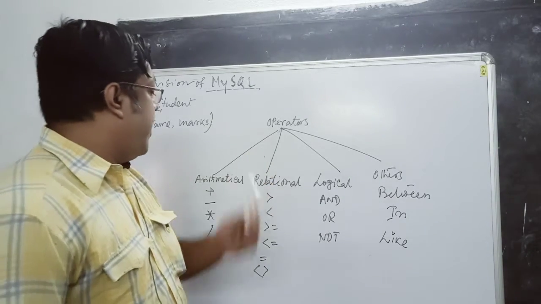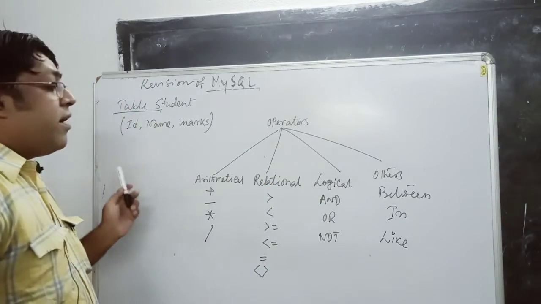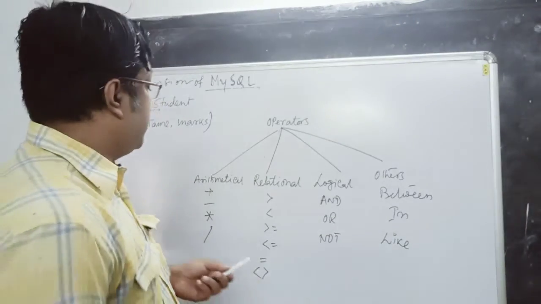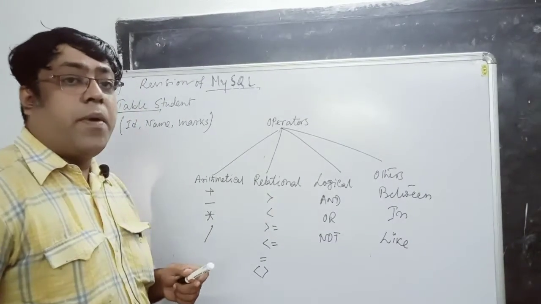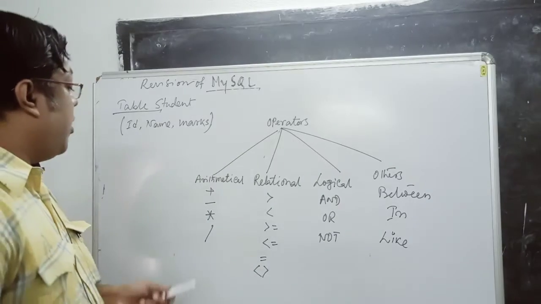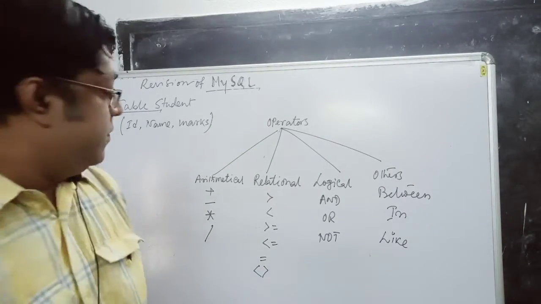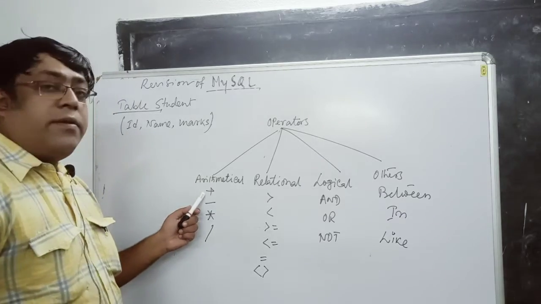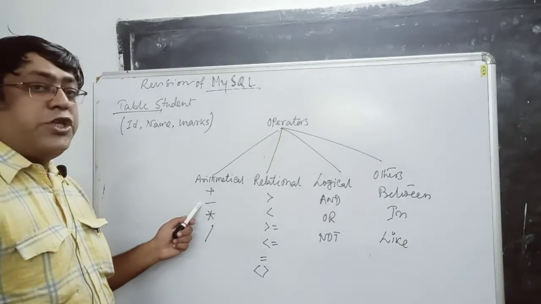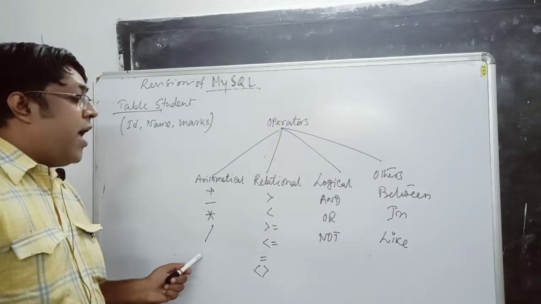Operators can be classified into several categories. First one is the arithmetical operator. The arithmetical operator performs the arithmetical operations: addition, subtraction, multiplication, and division.